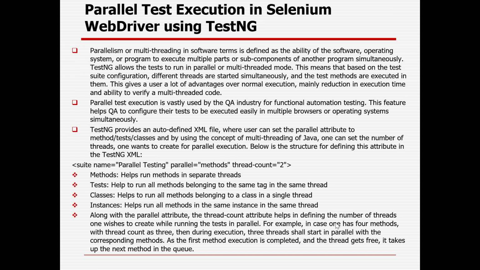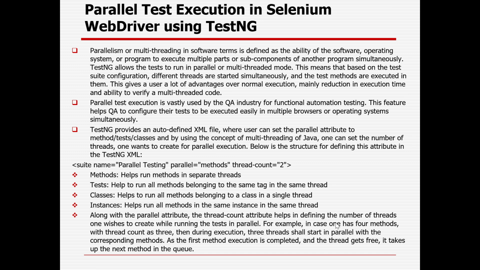TestNG allows the test to run in parallel or multi-threaded mode. This means that, based on the test suite configuration, different threads are started simultaneously and the test methods are executed in them. This gives the user a lot of advantage over normal execution, mainly reduction in execution time and the ability to verify multi-threaded code. Parallel test execution is vastly used by the QA industry for functional automation testing.